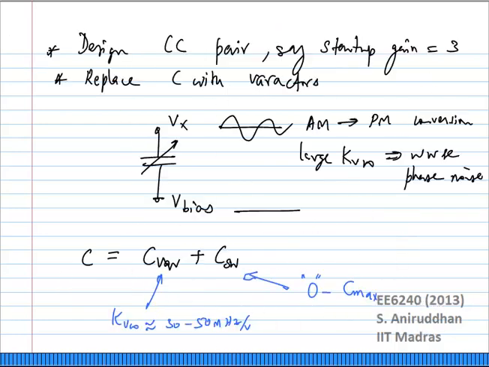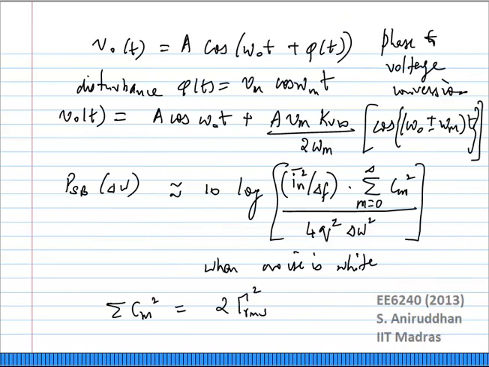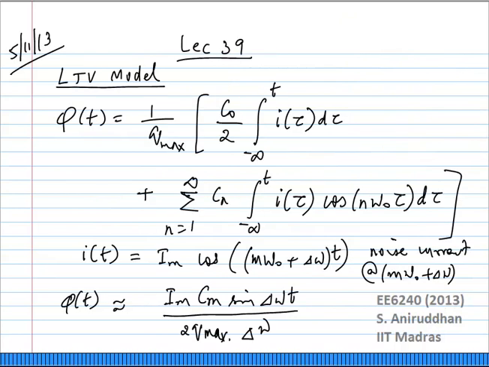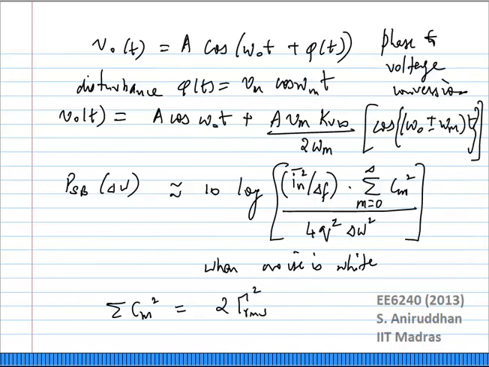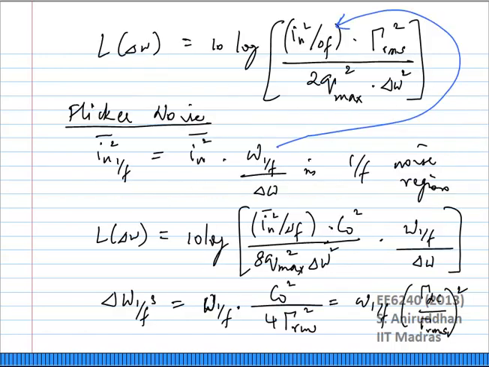To quickly review what we've been doing so far on VCOs. Last class we finished up the linear time variant model, the Hajimiri-Lee model. Okay, we figured out the expression for the noise in the thermal region, and similarly the 1 over f cubed region also. So we figured out the noise in the 1 over f cubed and the 1 over f squared regions.